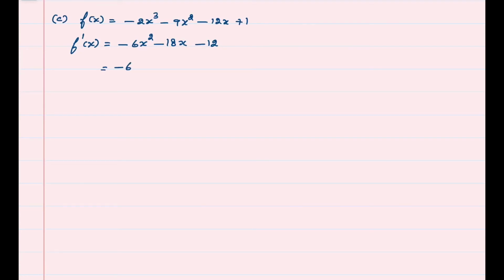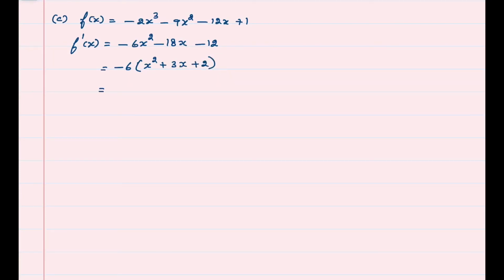C subdivision, let us take the expression as f of x, which is a cubic expression, minus 2x cube minus 9x square minus 12x plus 1. We have to find the intervals in which f strictly increases or strictly decreases. Let us first find f dash of x, which is minus 6x square minus 18x minus 12. Let us factorize. We will take minus 6 out. X square plus 3x plus 2.